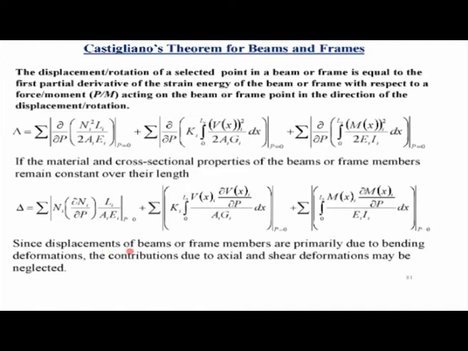Now again, as we just saw, the displacement of beams or frame members is primarily due to the bending deformations. The contribution due to axial and shear deformations may be neglected. So if you are using Castigliano's theorem, these are the formulas given for considering shear and axial deformation, but since you know that bending is the predominant action which contributes to the deformation of these members, you can straight away calculate the deflection using Castigliano's theorem by just considering this third term.